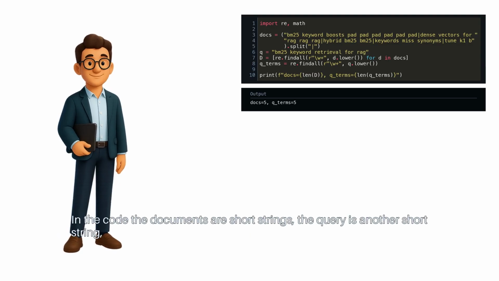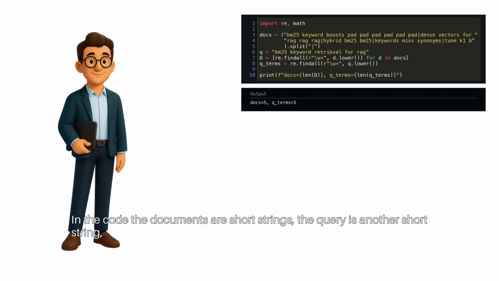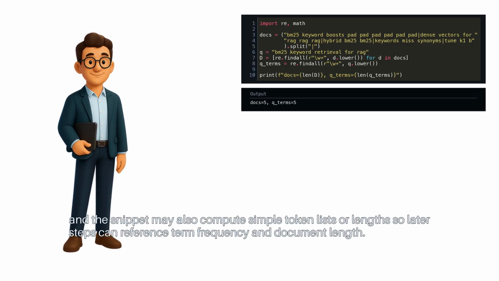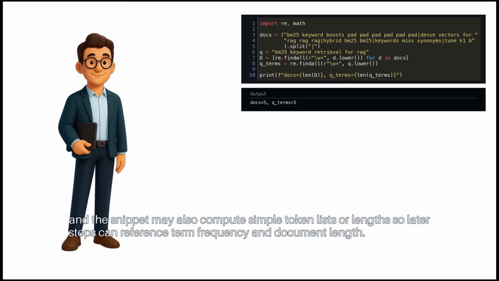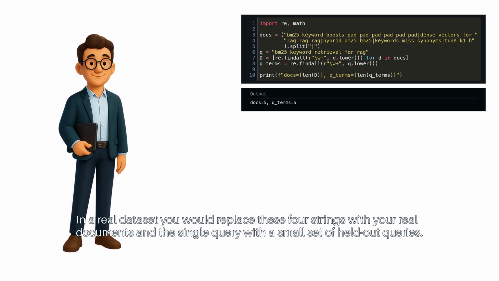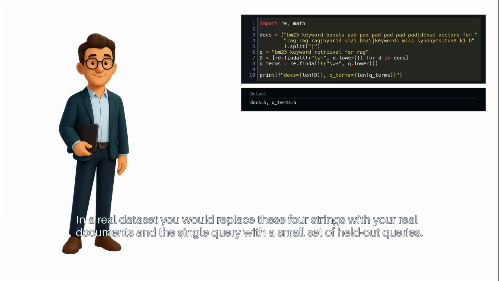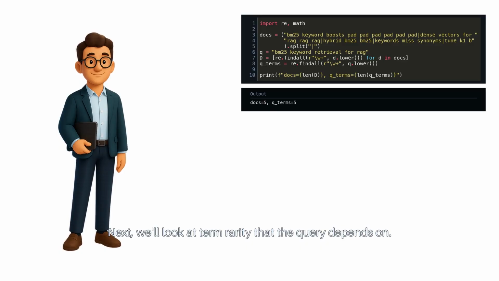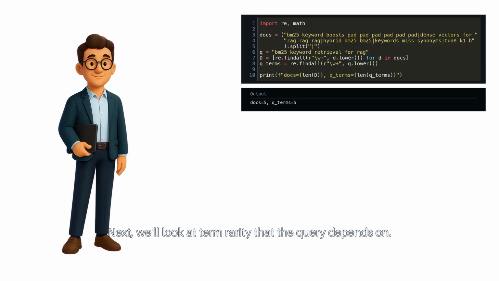In the code, the documents are short strings. The query is another short string. And the snippet may also compute simple token lists or lengths, so later steps can reference term frequency and document length. In a real dataset, you would replace these 4 strings with your real documents, and the single query with a small set of held-out queries. Next, we'll look at term rarity that the query depends on.